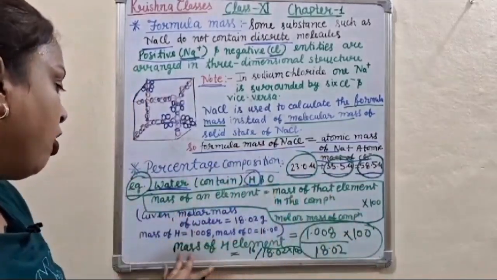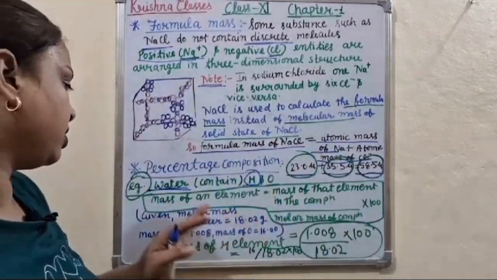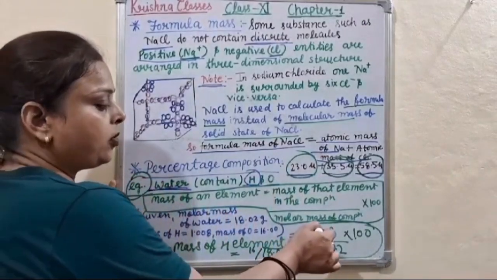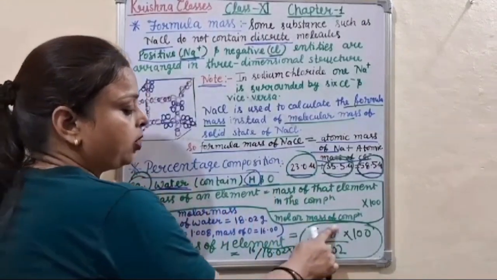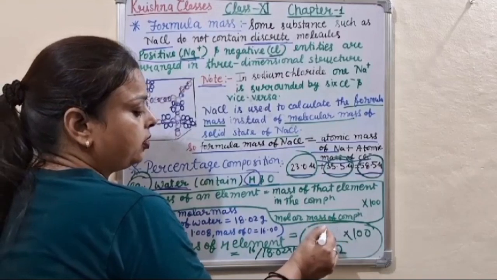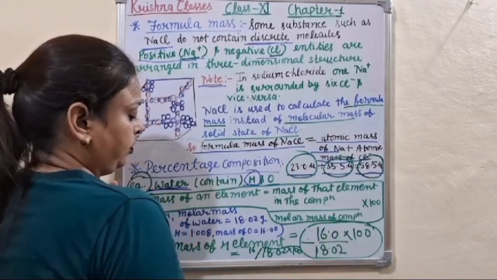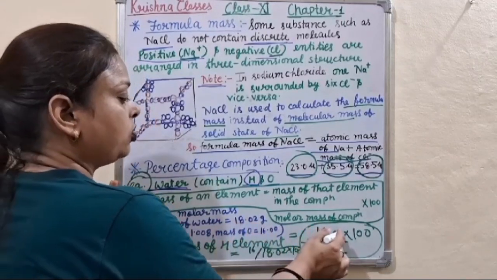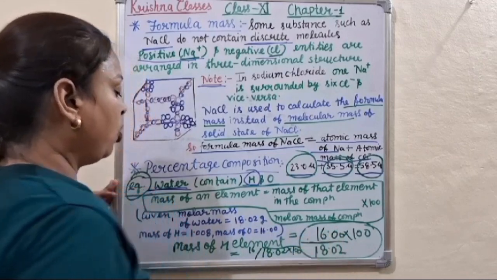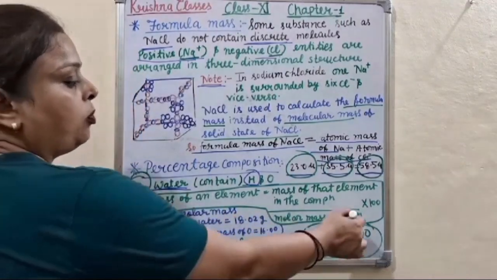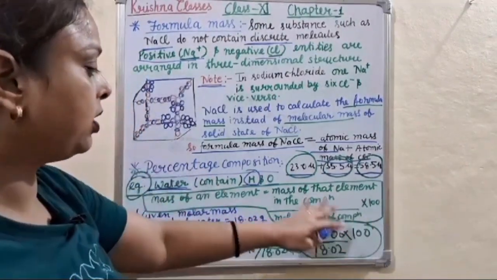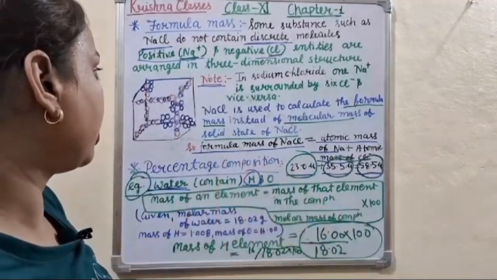In the same manner, we also calculate the mass of oxygen. Here we write mass of oxygen, and mass of oxygen is 16.00, divided by molar mass of water, multiplied by 100. So this is the percentage composition.